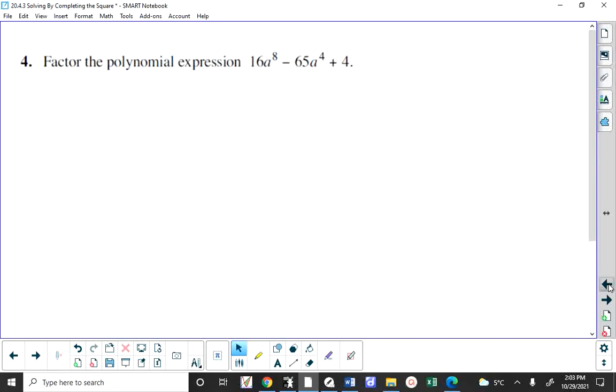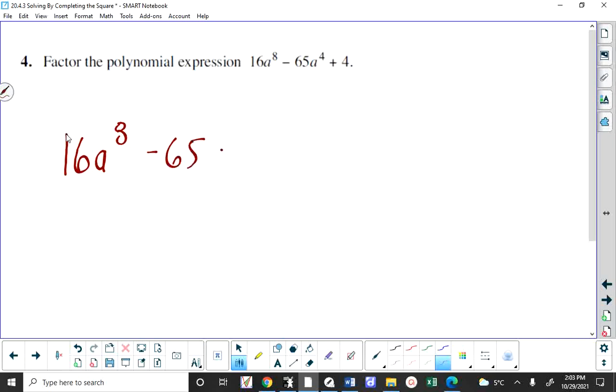The first thing that you want to ask yourself is, is there a common factor among the coefficients? Sorry, let me finish writing this down first. Is there a common factor among the coefficients? And the answer is no. There's no number that 16, 65, and 4 are all divisible by other than 1. So we're stuck with this. We can't make the numbers simpler.